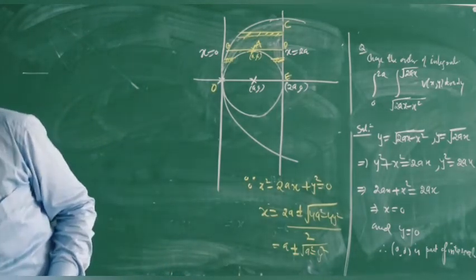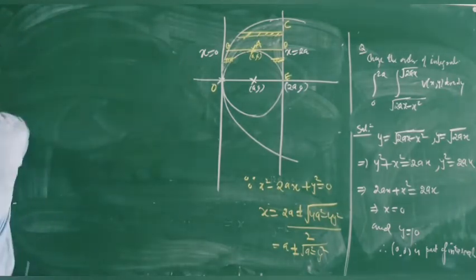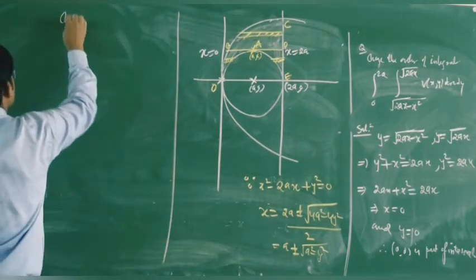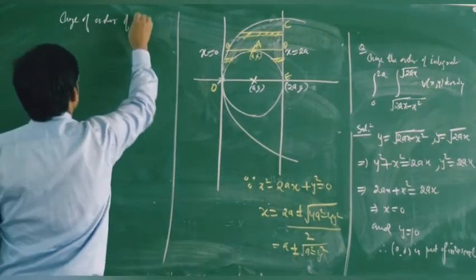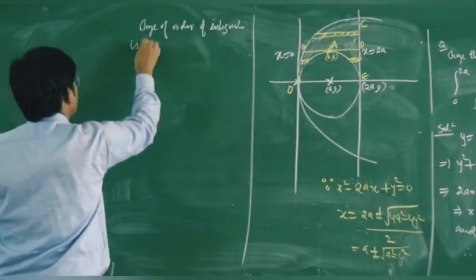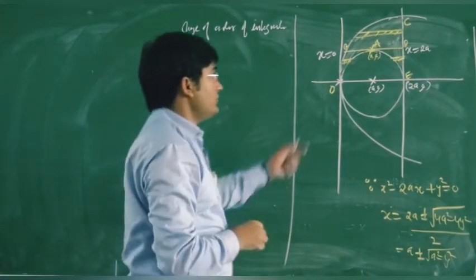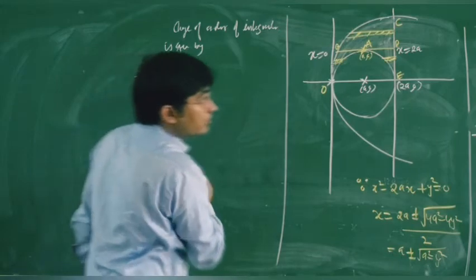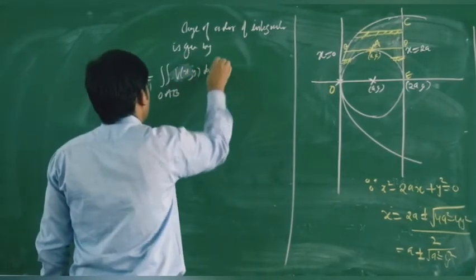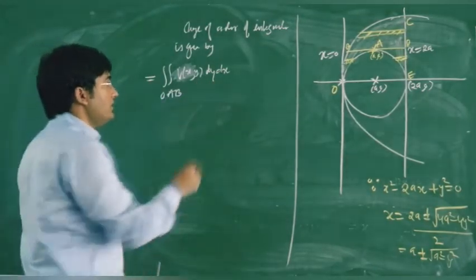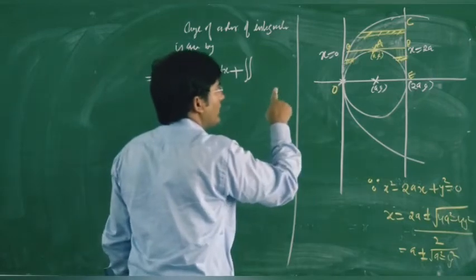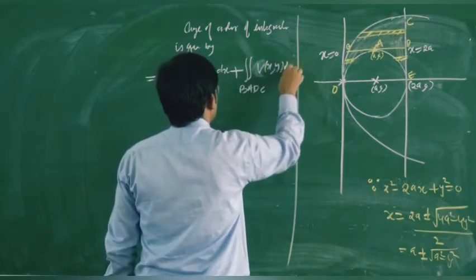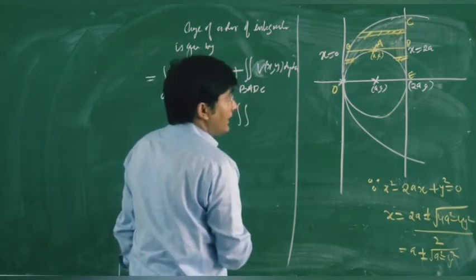So your change of order of integration is given by, now please note that we have three regions. One is your OAB, then we have f(x,y), then our limit will get changed and so we will write dy dx. Then we have the region ABDC. Then again we have the region ADE.